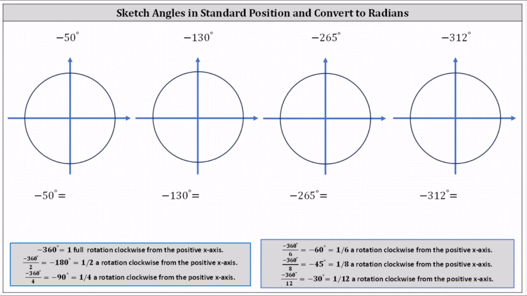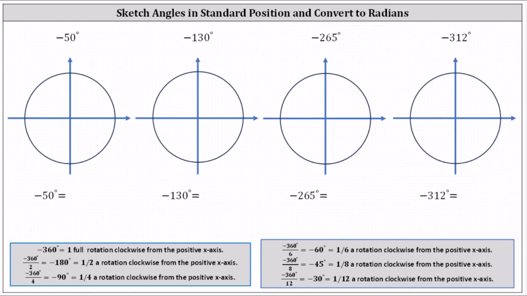We want to sketch each of the negative angles in degrees in standard position and then convert each angle to radians. When an angle is in standard position, the initial side is along the positive x-axis. When the angle is positive, the rotation is counterclockwise. When the angle is negative, the rotation is clockwise.